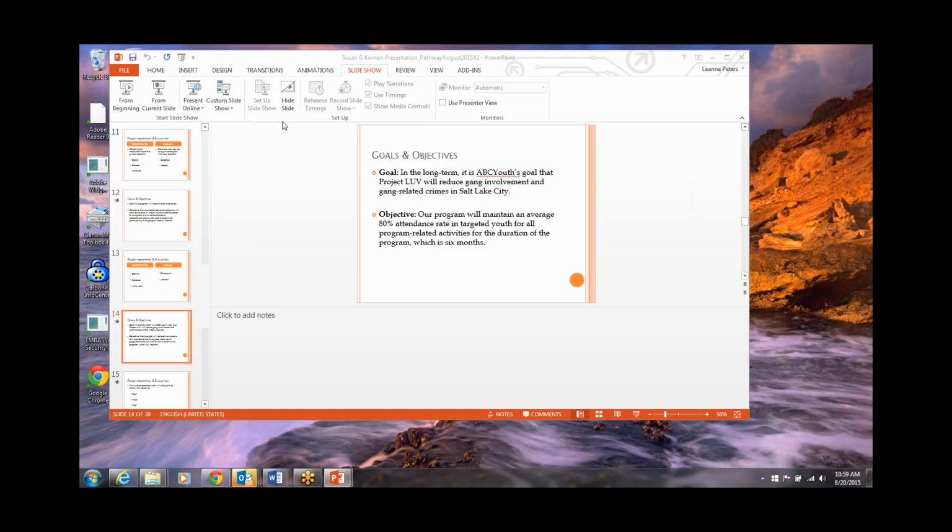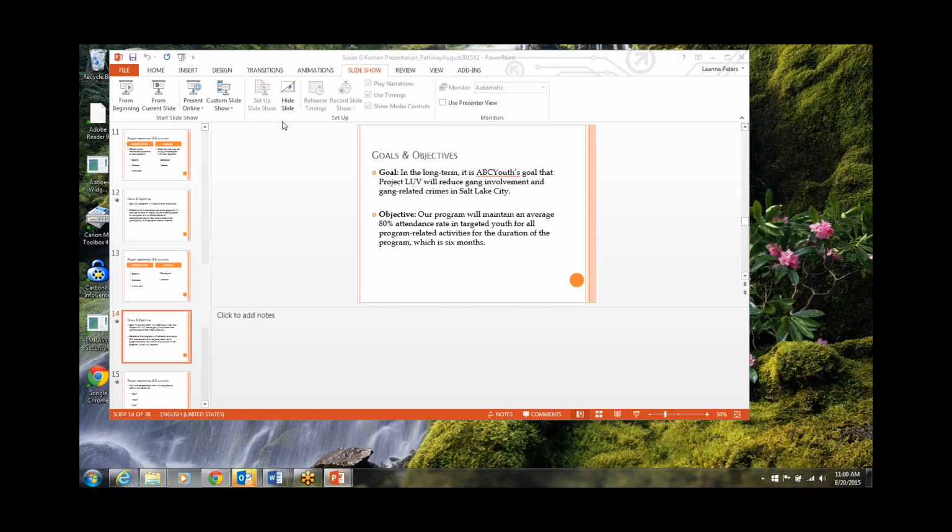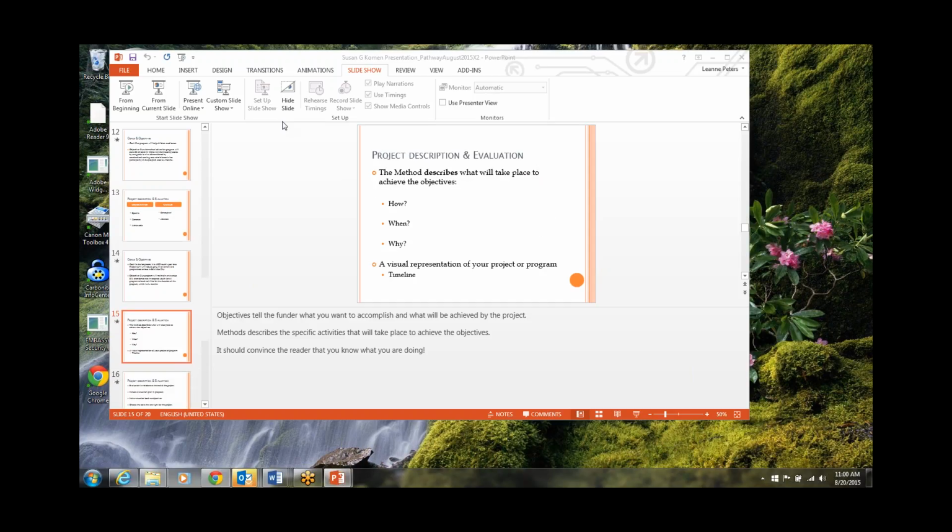Okay, any questions on this? Okay, and then getting to what I was talking about with the method. So the activity is the word you used. The method describes what will take place to achieve your objectives. So you're going to talk about how you're going to do it, when you're going to do it, and why you're going to do it. And that explanation is going to justify the data that you have there.